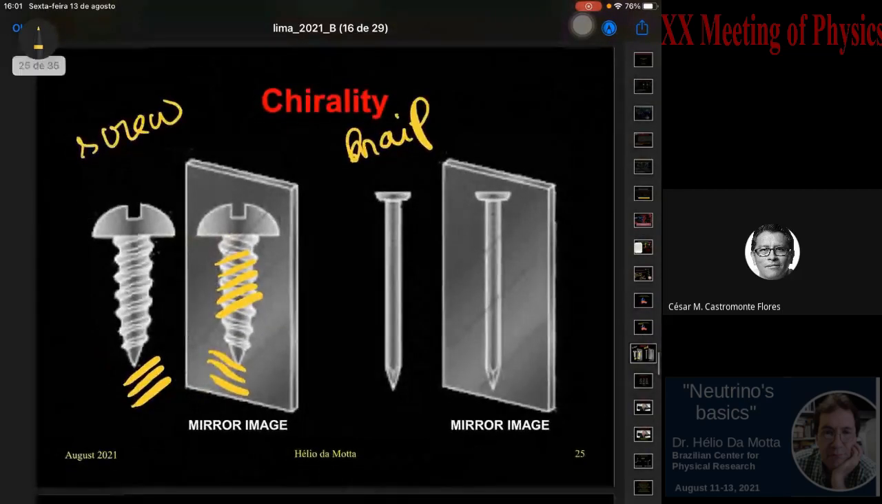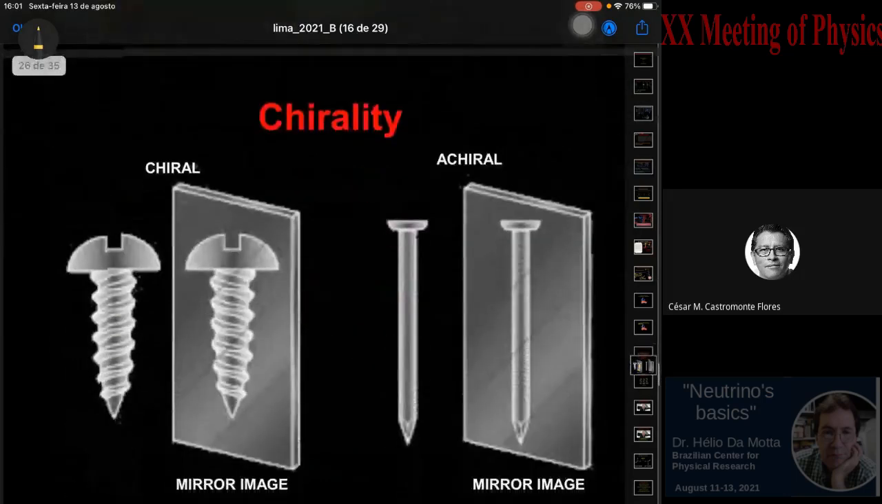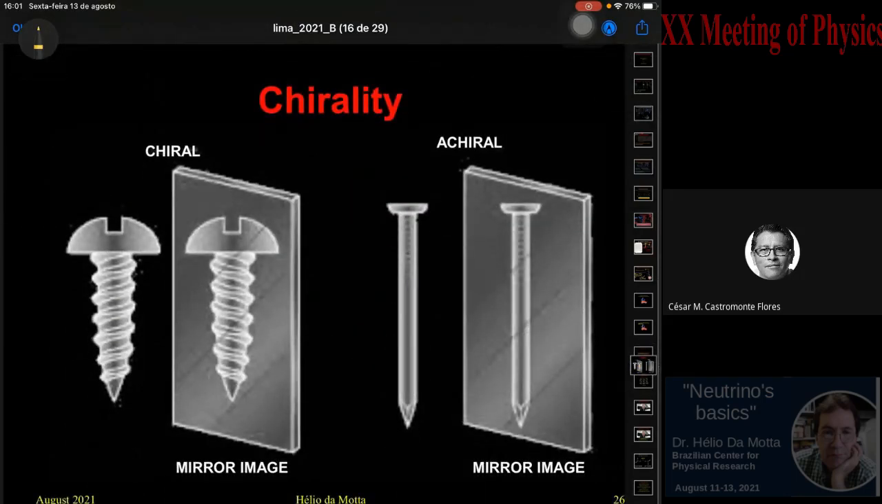But this doesn't happen with the nail. The nail is the same. So in fact, if nobody tells me anything, I cannot know if I'm looking at the mirror or the nail itself. On the other side, if I know that the screw is right hand, okay, and I see in the mirror left hand, I say, this is not the screw. This is the mirror image of the screw. So this sounds very strange, but then we say that this screw is chiral, and the nail is achiral. So a particle that cannot be superimposed on its mirror image is chiral. The other one is achiral, has no chirality.